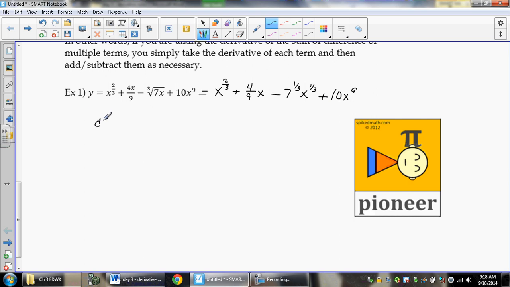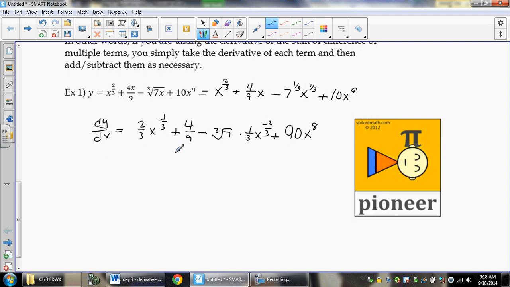And so our derivative dy dx is going to be, let's see, 2/3 x to the negative 1/3. Bring down the power, reduce it by 1. 4/9 x becomes 4/9. This guy right here, 7 to the 1/3, I'm just going to leave as the cube root of 7. It's a coefficient. And then the derivative of x to the 1/3 is 1/3 x to the negative 2/3. And then 10x to the ninth, 90x to the eighth.